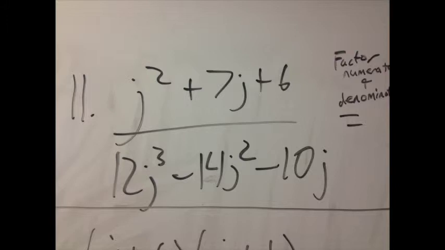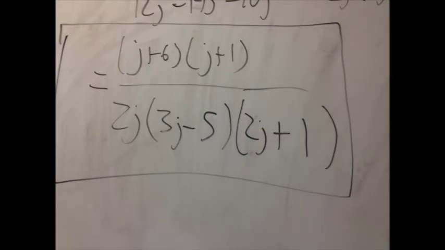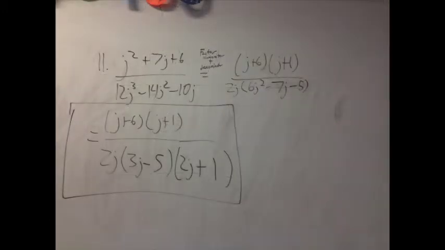In the following example, j squared plus 7j plus 6 over 12j cubed minus 14j squared minus 10j, you're asked to simplify the algebraic expression. So first you would factor the numerator into j plus 6 times j plus 1. Then your next step would be to factor out 2j from the denominator, so you would have 2j times 6j squared minus 7j minus 5. Your next step after that would be to factor 6j squared minus 7j minus 5. So your final answer should be j plus 6 times j plus 1 over 2j times 3j minus 5 times 2j plus 1.